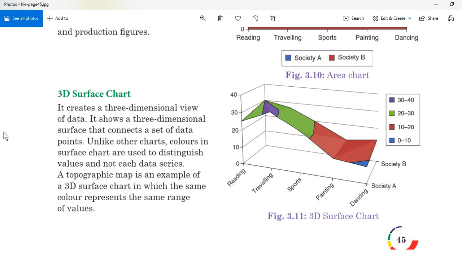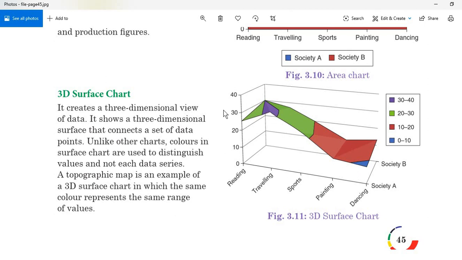It's a very difficult one. It creates a three-dimensional view of data. It shows a three-dimensional surface that connects all set of data points. Unlike the other chart, colors in the surface chart are used to distinguish values, not each data series.